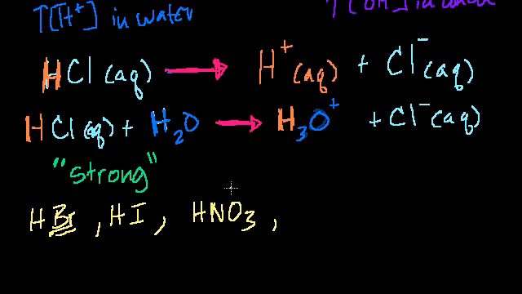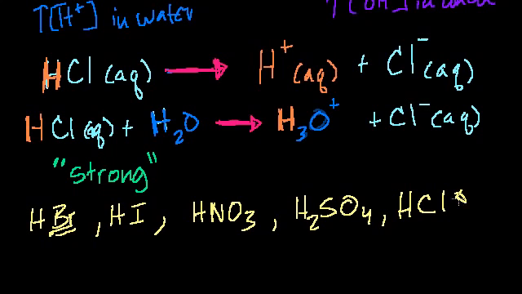Nitric acid, then you have sulfuric acid. You've probably heard of that, very strong acid. Sulfuric acid, and then perchloric acid, HClO4. These are the strong acids. And these are good to know because if you see them on a chemistry exam, you know that these are going to completely dissociate.